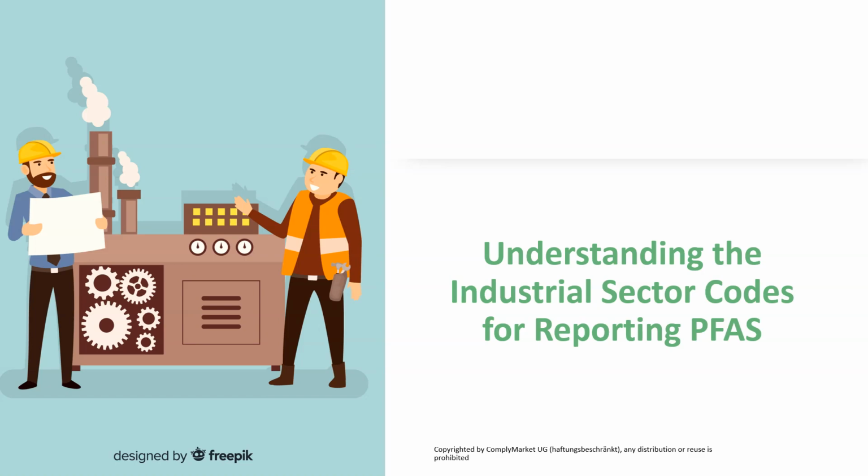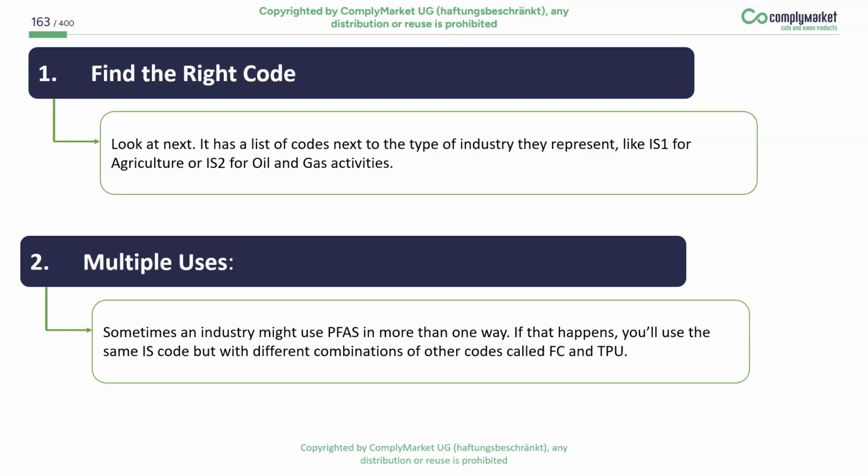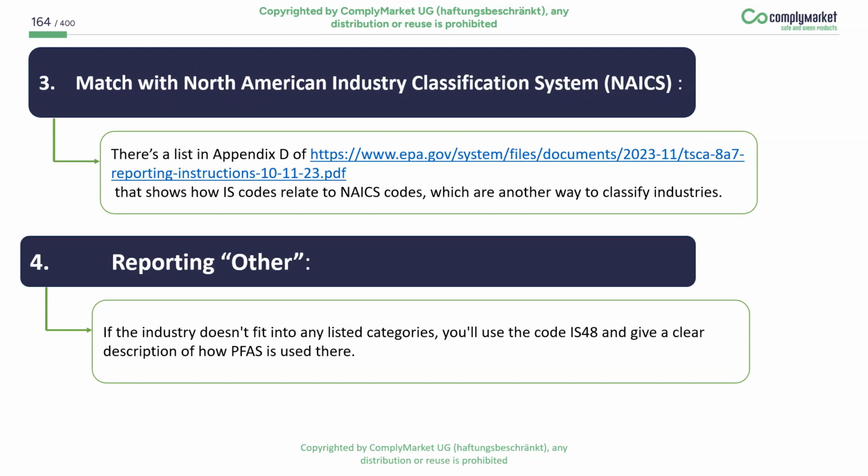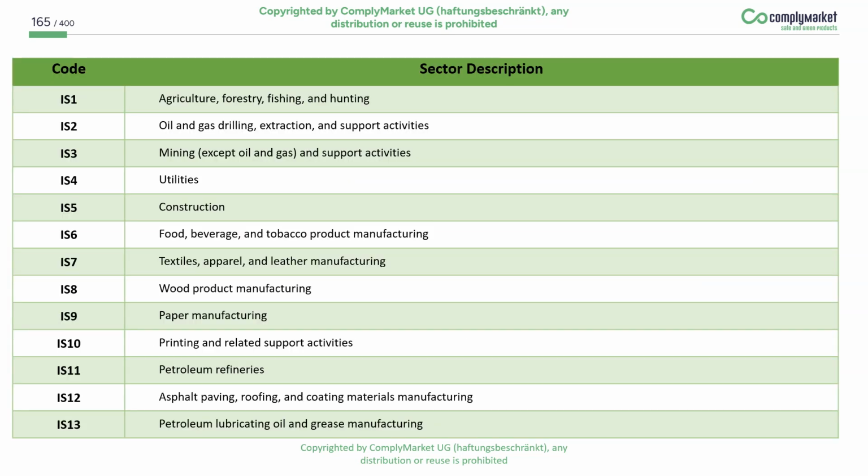Understanding the industrial sector codes for reporting PFAS, so you have to find the right code. Sometimes PFAS is used in more than one way, so here you need to use a combination of codes, IS and TPUs, and you have to get matching from the North American Industrial Classification. That was under Appendix D. I couldn't write all of that because it was many tables, not necessary to present that. If the industry doesn't fit into listed categories, you use the code IS48 and give a clear description of how PFAS is used there. You have here some of the codes, some tables.